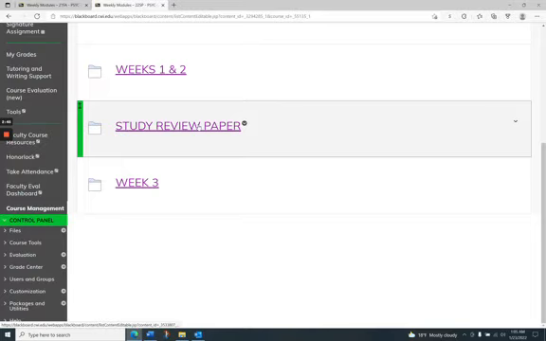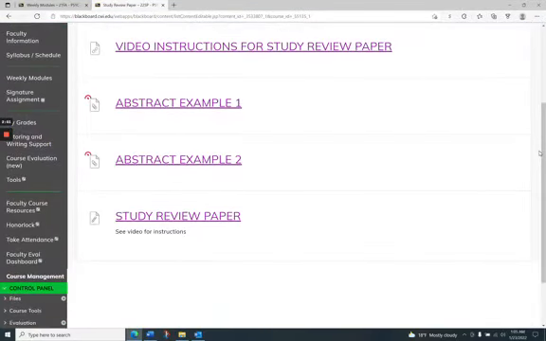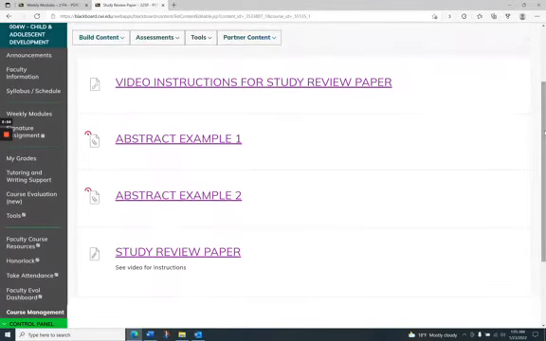Here's the study review paper module. If I click on that, there are some important things. A really important thing is the video instructions for the study review paper. There is an outline of the study review paper in the syllabus, but this video instruction, which is over 30 minutes, goes into detail about this assignment.